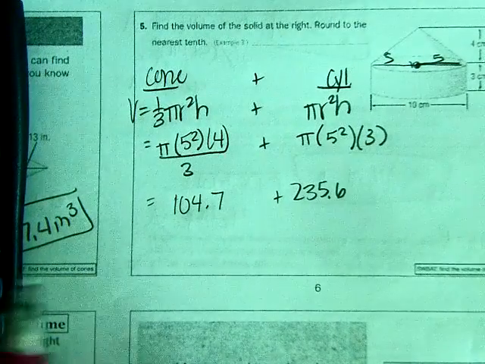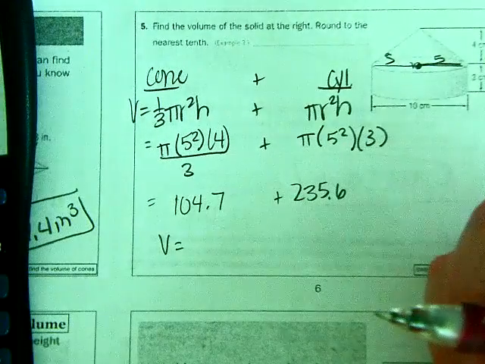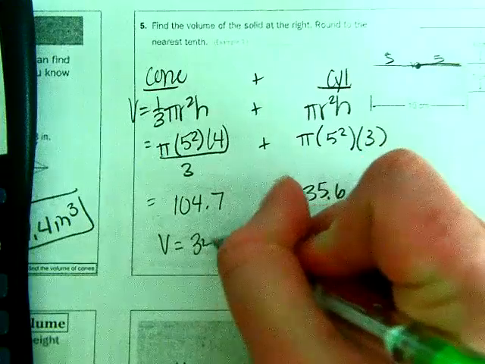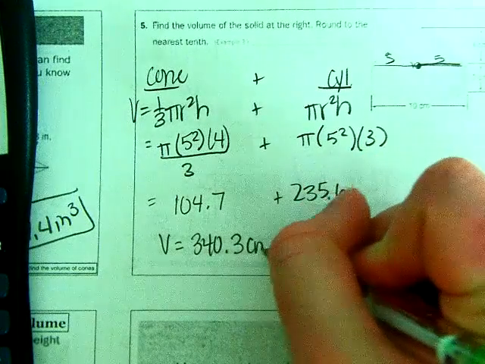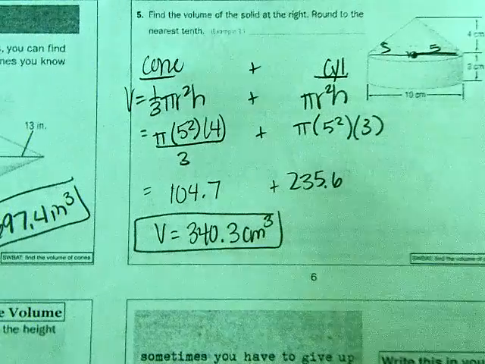104.7 plus 235.6. So the volume of this grain bin is maybe 340.3 centimeters cubed. It would be a tiny grain bin though, so a mouse grain bin.